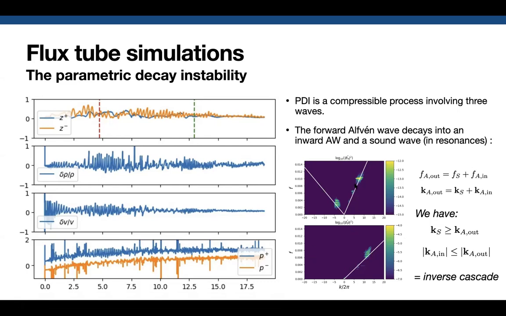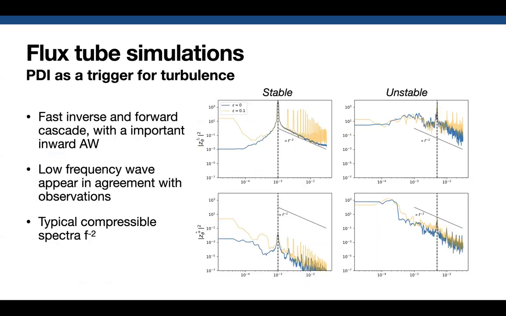For instance, you have the mother wave, which is here at maybe 7 on the scale, and then you have the sound wave here at 12, and then you have the inward Alfvén wave here at 4 in normalized wave vector. And so we do have an inverse cascade, which means that we are able to create a low frequency from, say, the typical frequency of spicules in the chromosphere.